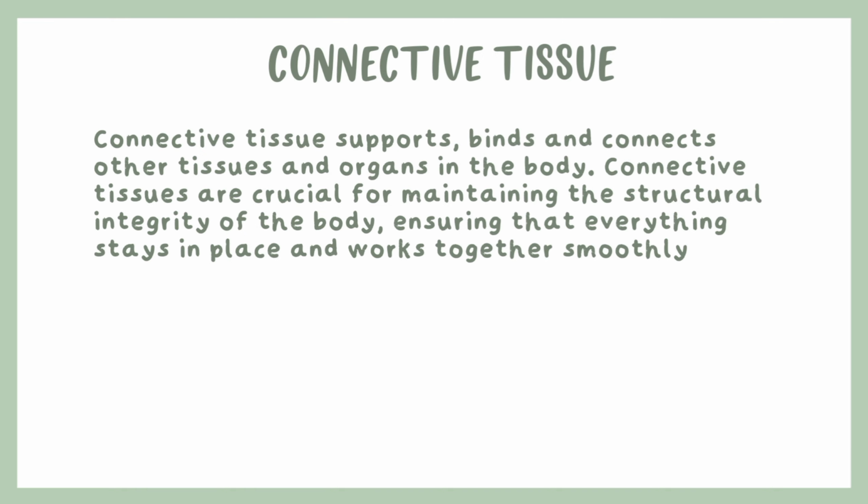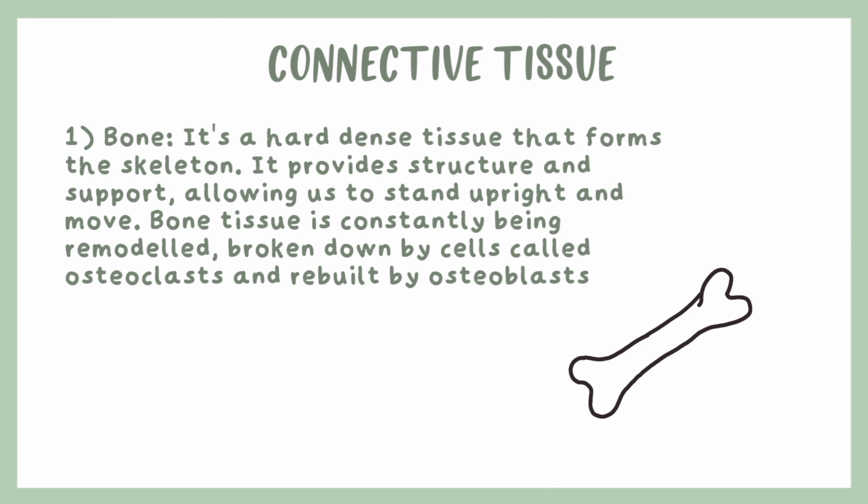Next, let's explore connective tissue. As the name suggests, connective tissue supports, binds and connects other tissues and organs in the body. Connective tissues are crucial for maintaining the structural integrity of the body, ensuring that everything stays in place and works together smoothly. It's diverse, with 4 different types. First, the bone. This is a hard, dense tissue that forms the skeleton. It provides structure and support, allowing us to stand upright and move. Bone tissue is constantly being remodeled, broken down by cells called osteoclasts, and rebuilt by osteoblasts.